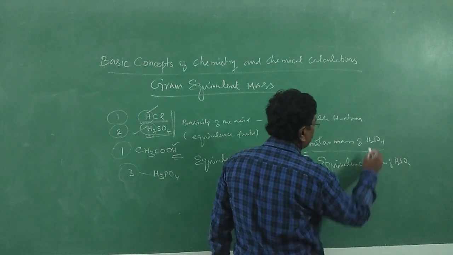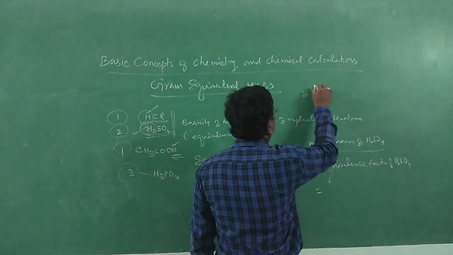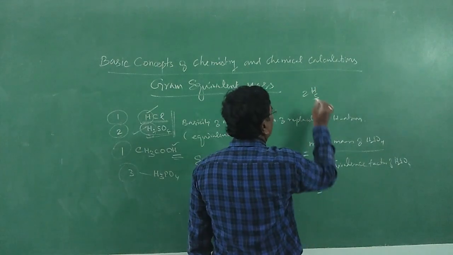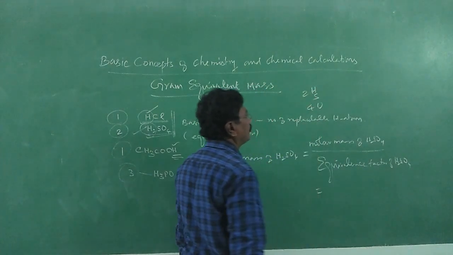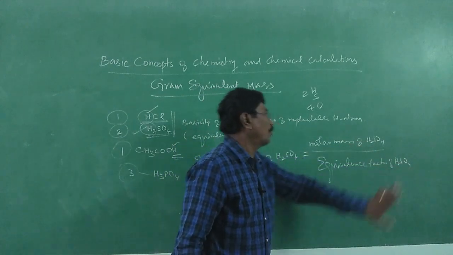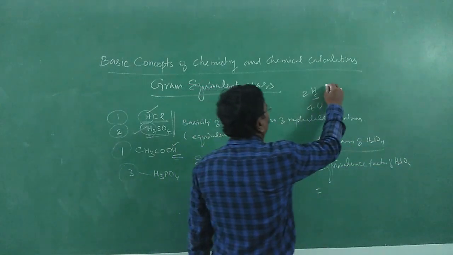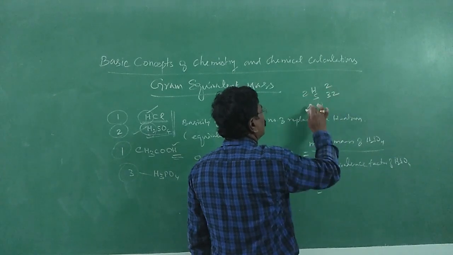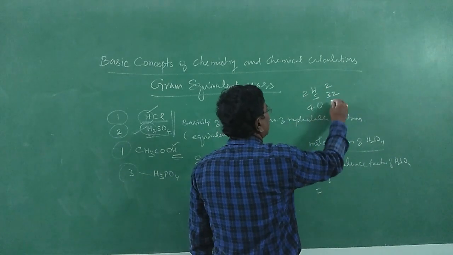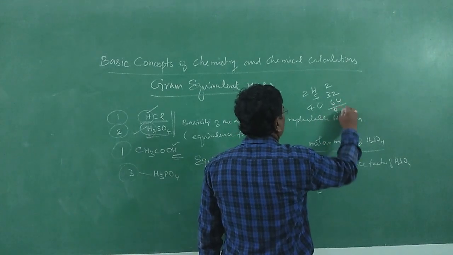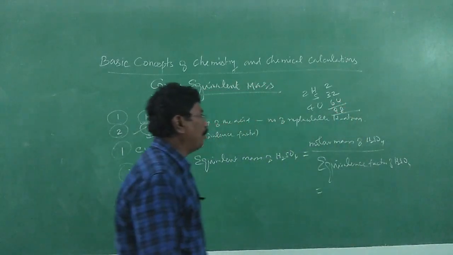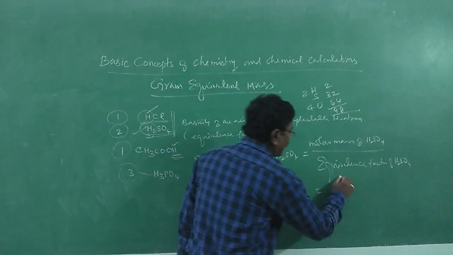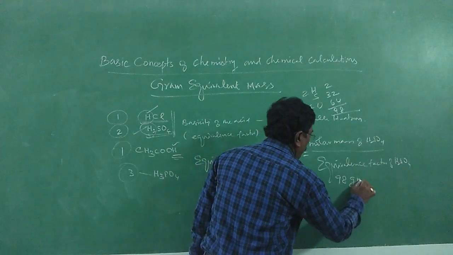The molar mass of sulfuric acid, H2SO4: 2 hydrogen, 1 sulfur, 4 oxygen. 2 hydrogen, therefore 2. 1 sulfur, 32. 4 into 16 is 64. Totally 98. 98 gram is the molar mass of sulfuric acid, 98 gram per mole.